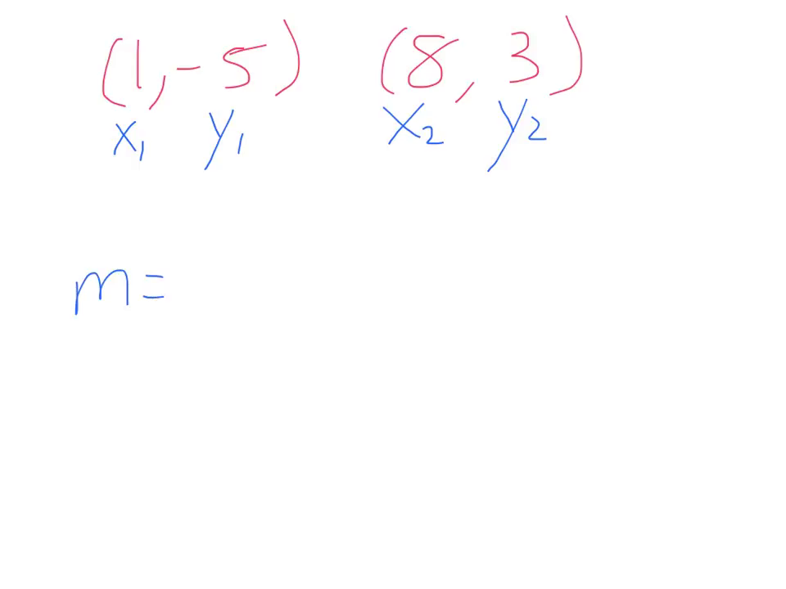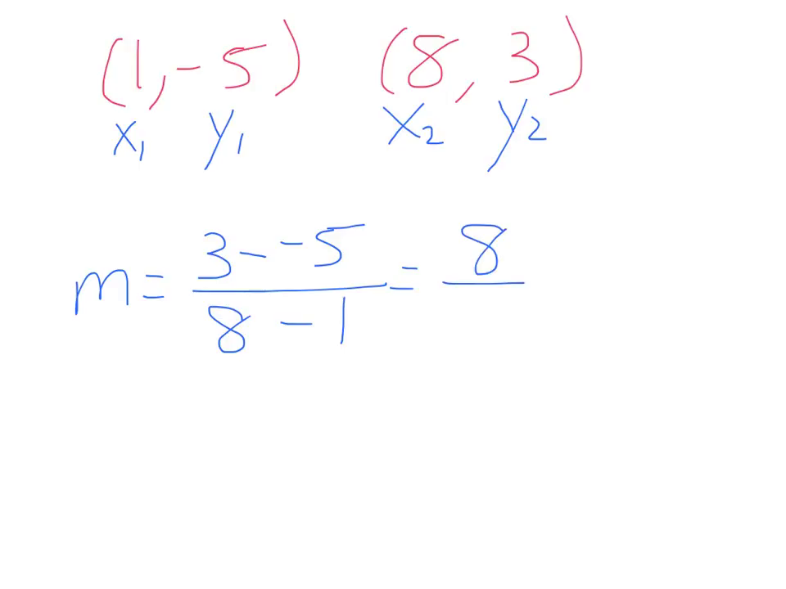So the slope is going to be 3 minus negative 5 over 8 minus 1. Well, 3 minus negative 5 is 8, and 8 minus 1 is, of course, 7. So the slope is 8/7. Now, here's the most important thing. And this is why we've always told you this year, leave it improper, leave it improper, leave it improper. Because slope must be left improper.